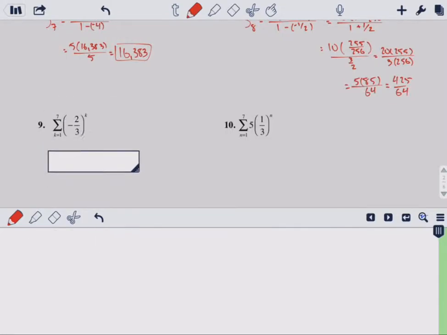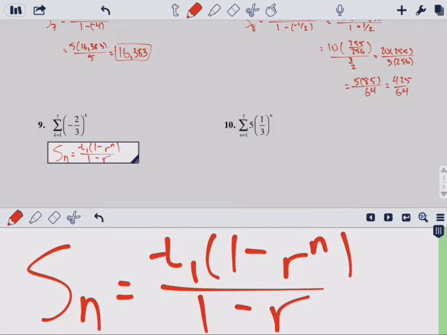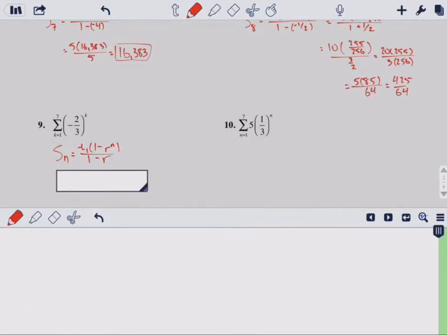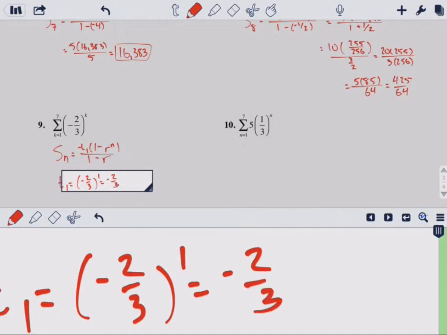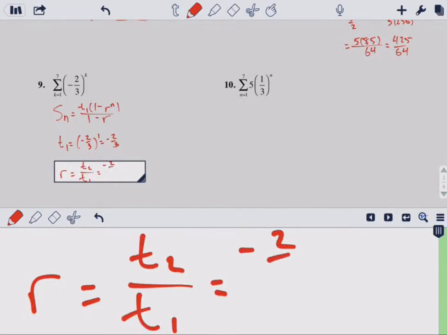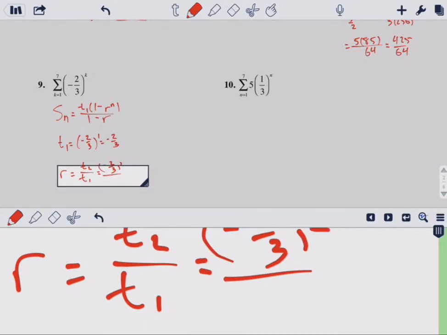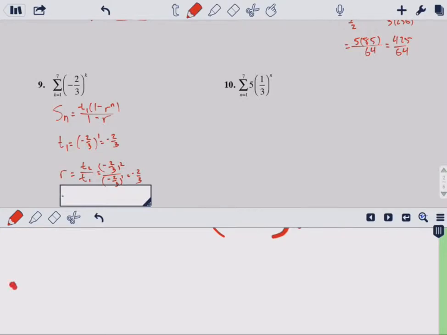Okay, again, we're doing S sub n. In this case, it's geometric, so we've got to make sure we use the right formula. Okay, t sub 1. So let's find t sub 1. T sub 1 is negative 2/3 to the first, which is negative 2/3. Okay, r is t sub 2 over t sub 1. So that's negative 2/3 squared over negative 2/3 to the first, which is negative 2/3. Okay, and n is equal to 7.